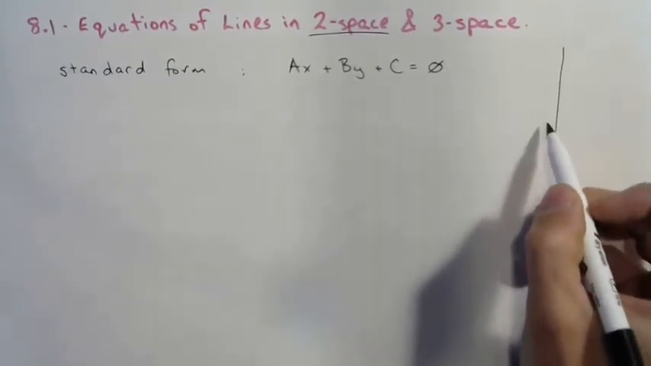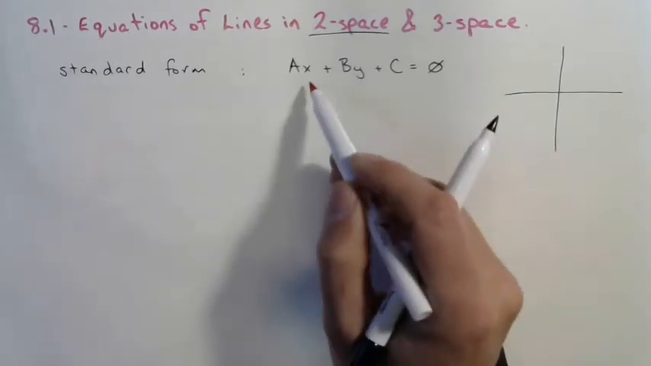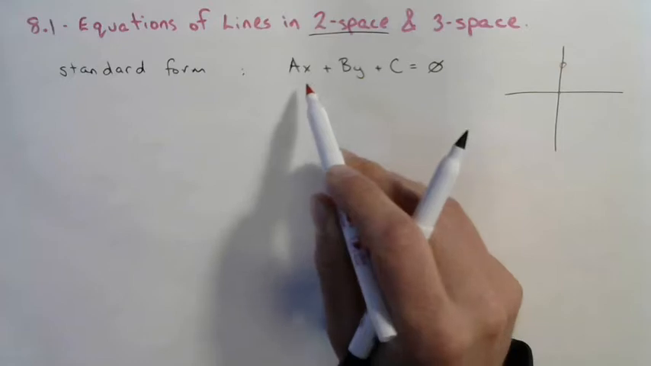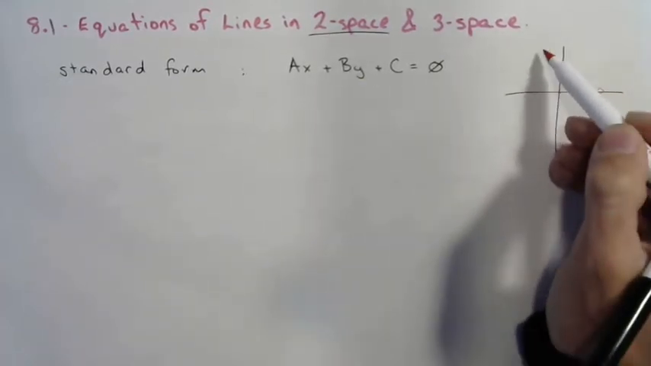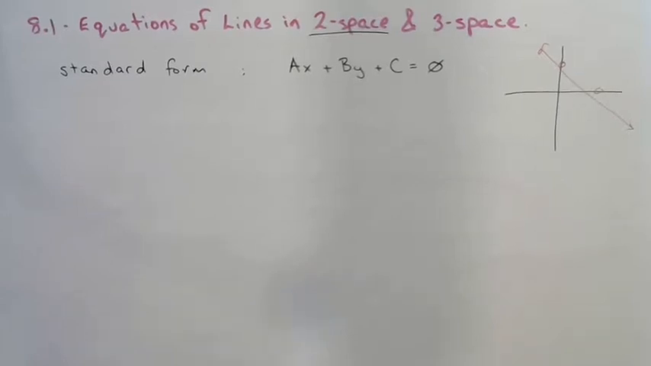And how we typically would draw these is set x equals 0 in order to find your y-intercept, and then set y equal to 0 in order to find your x-intercept, and then trace your line through those 2 points.